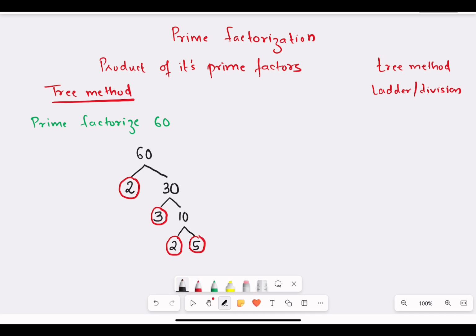So now we can write down 60 as the product of 2 times 3 times 2 times 5. If I multiply 2 times 3, 3 times 2, and 2 times 5, I get 60. So what we have done is we have prime factorized 60. That is, we have written 60 as a product of its prime factors.